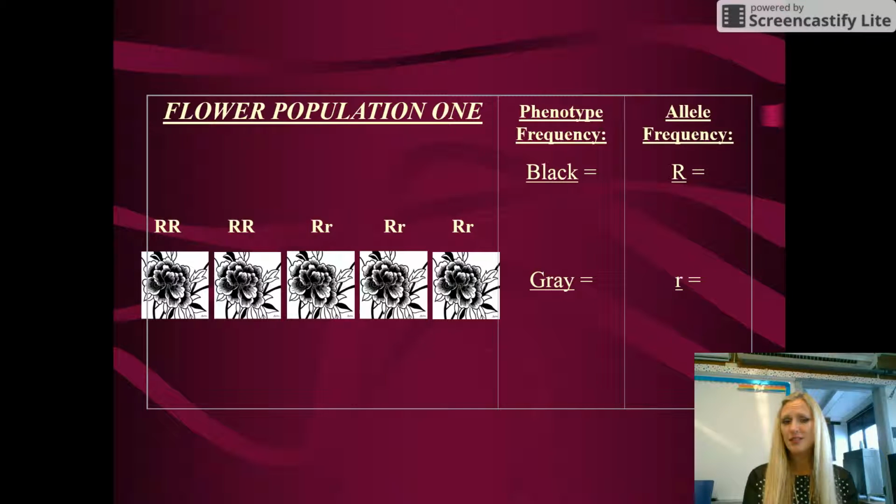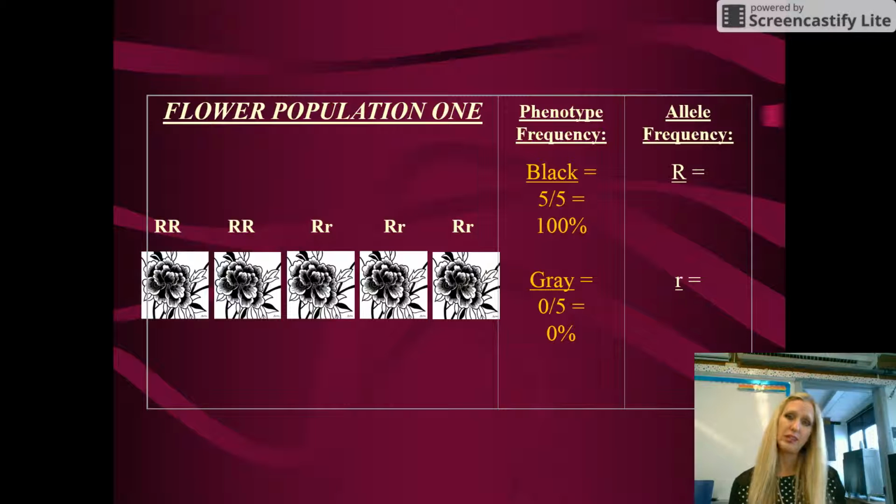It's pretty easy. There's only 5 flowers here, and they all seem to have the same phenotype. So if we were to count up, there are 5 flowers and all 5 of them are black. If we were to do our phenotypic frequencies, we can see that 5 out of 5 of the flowers are black and 0 out of the 5 of the flowers are gray. So we have 100% black, 0% gray.